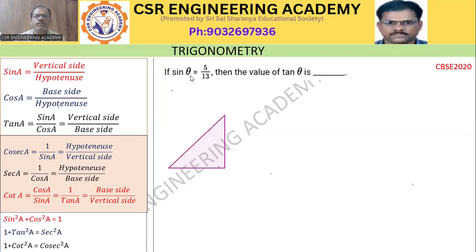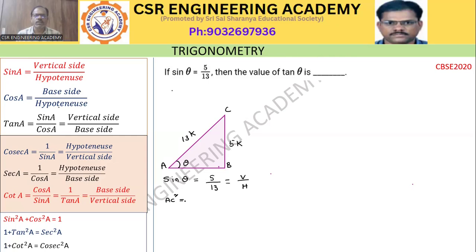If sin theta is equal to 5 by 13, then the value of tan theta is? Given sin theta is equal to 5 by 13. Sin theta is equal to vertical side by hypotenuse. Vertical side, that is 5k, hypotenuse 13k, where k is any positive number. Let angle A is equal to theta.